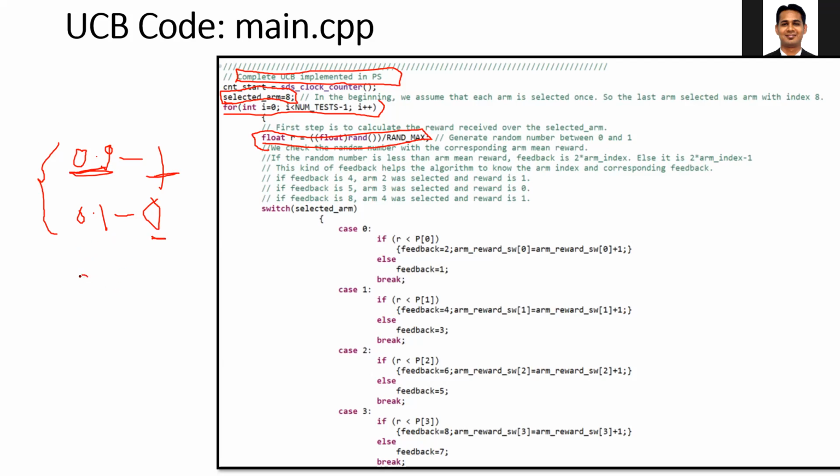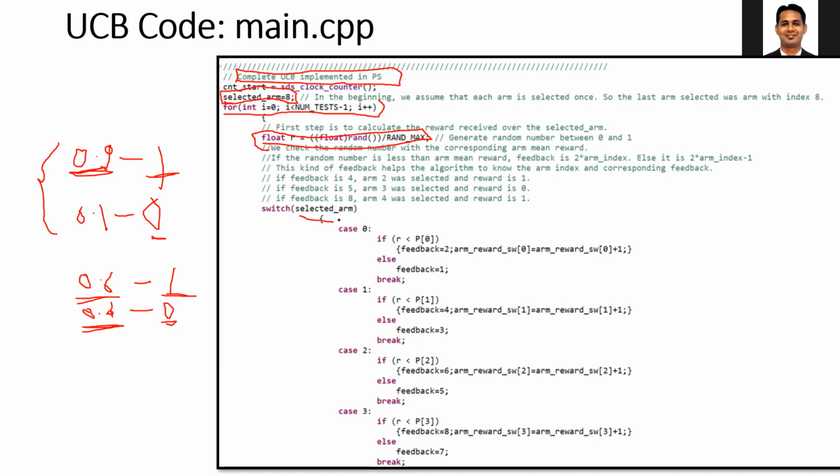Similarly, for the arm with 0.6, with 0.6 probability it generates 1, and with 0.4 probability it generates 0. Here also we generate a random number. If that random number is less than 0.6, it generates 1. If it is between 0.6 and 1, it generates 0. So this is how the rewards are generated.